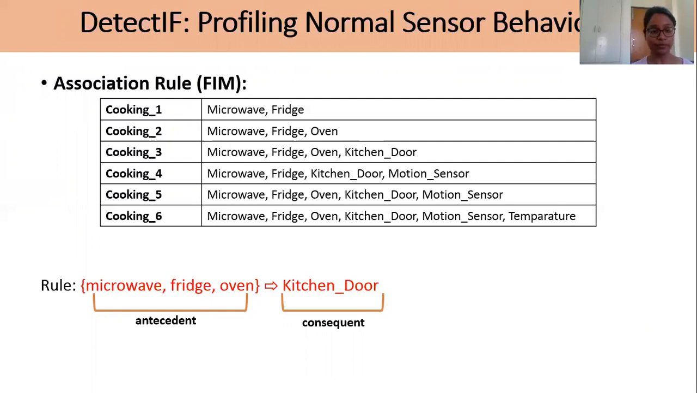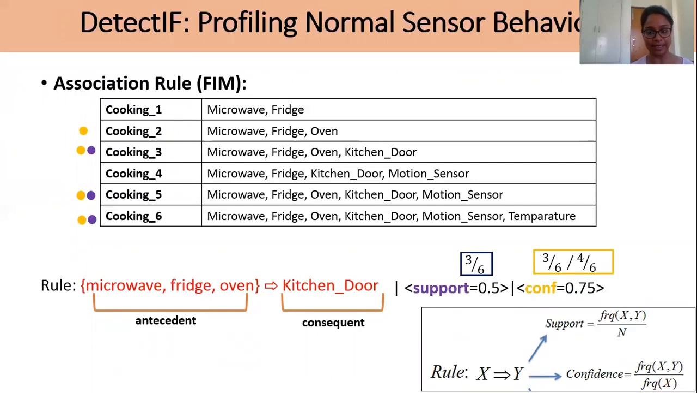And for association rule we also have two things, support and confidence. So support is basically how much this entire thing, the microwave, fridge, oven and kitchen door, was actually activated together in the entire data set. So this is 3 times by 6, so 0.5. And confidence is support of the entire rule by the support of antecedents. So 3 by 6 by 4 by 6. You can see the color codes and find out the confidence is really 0.75.